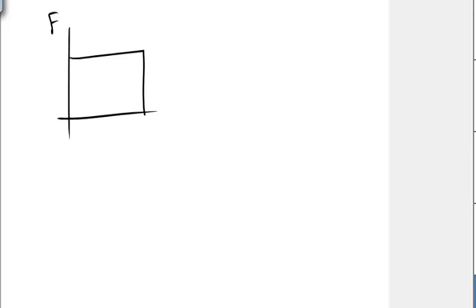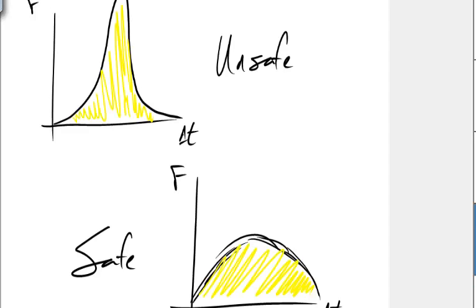Well, if my height is force and my base is time, what have I just found? The force times the time. I just found the impulse. So what we have here is the same impulse. The momentum change in the car crash has to be identical, whether it's unsafe or safe.